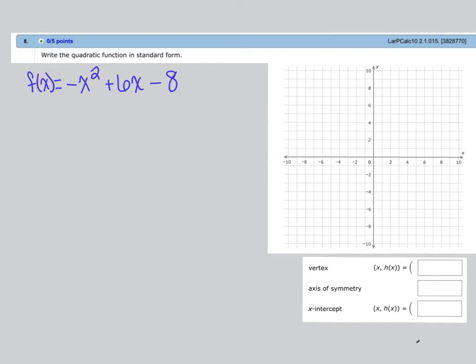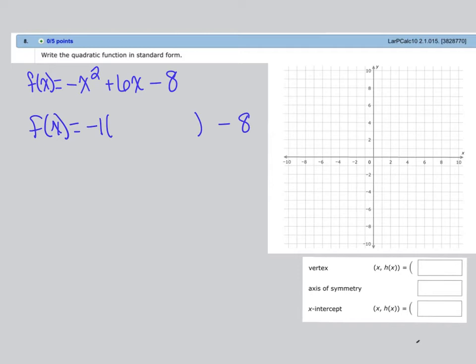Now, the negative tells me the direction of my parabola. So is my parabola going to go up or is my parabola going to go down? It's going to go down because of that negative right there. Okay? So, let's start looking at this. I have to take out a -1. Just like I took out a 2 last time, I've got to take out a -1 this time. So I'm going to have a -1 on the outside of my parentheses. Now remember, my -8 is going to hang out here.